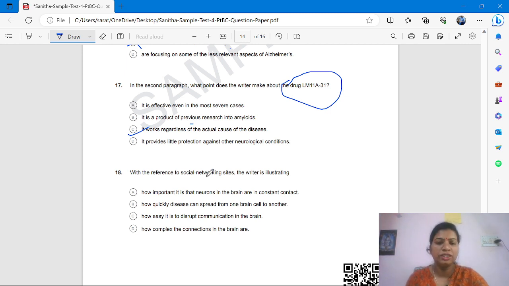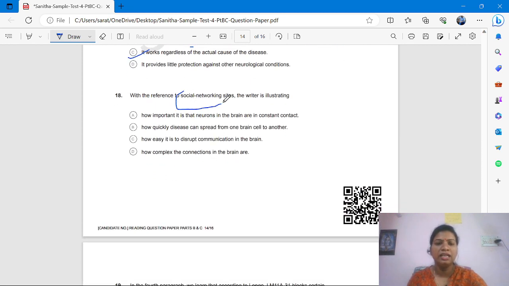With reference to social networking sites, what is the keyword here? Social networking sites.